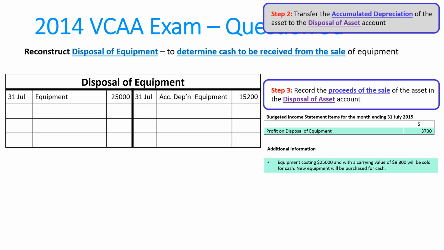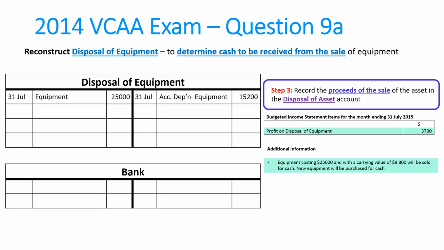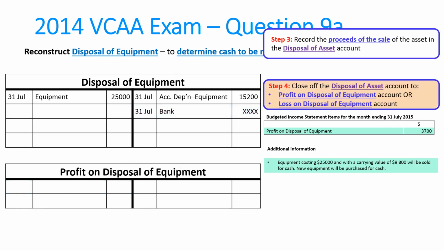Step 3, record the proceeds of the sale in the disposal of asset account. So what I'm going to get is some money, which will be a debit in the bank, and that's going to go as a credit in disposal of equipment. But what I don't know is how much that money is. It's not given to me. What it's actually asking me in the question is, can I find that amount? It says, can you determine the cash to be received from the sale? So I'm going to leave that as X and move on to step 4.